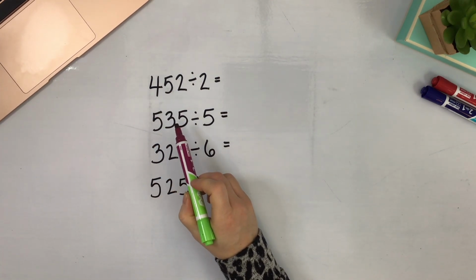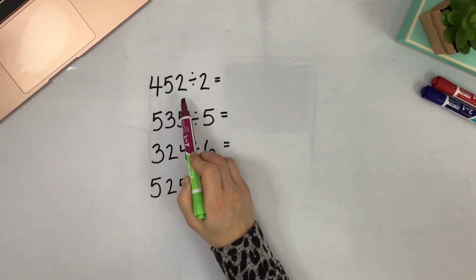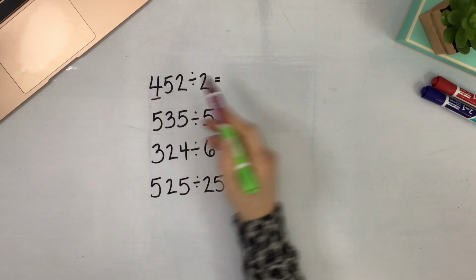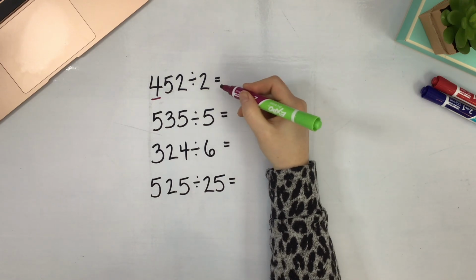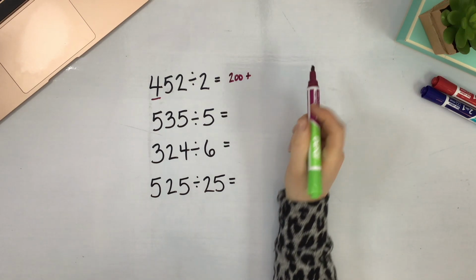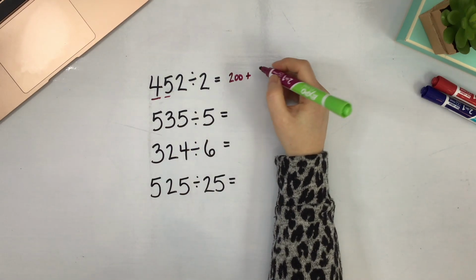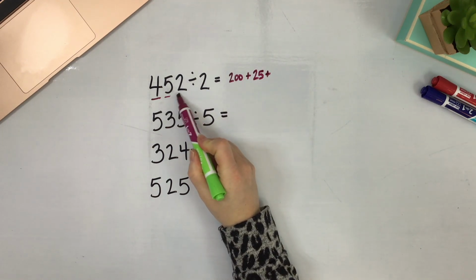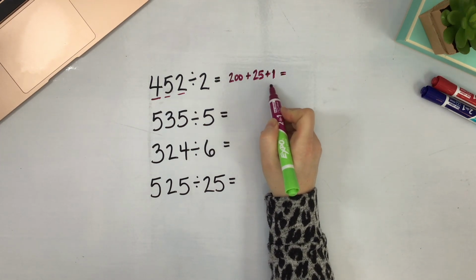452 divided by 2. In my head, I'm thinking 400 plus 50 plus 2, because I can divide each of those by 2 pretty easily. I'll just write down the partial quotients, and then I'll write the final answer at the end. 400 divided by 2 is 200. I'll have to add that to the quotient of 50 divided by 2, which is 25. And then I'll have to add that to the quotient of 2 divided by 2, which is 1. 226.